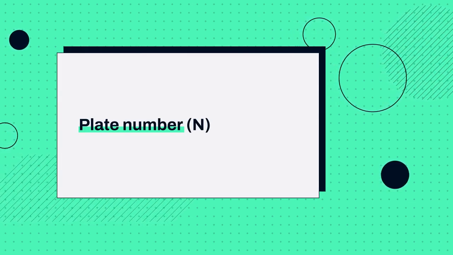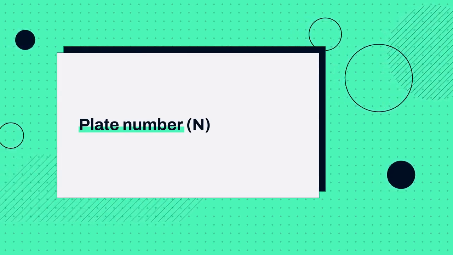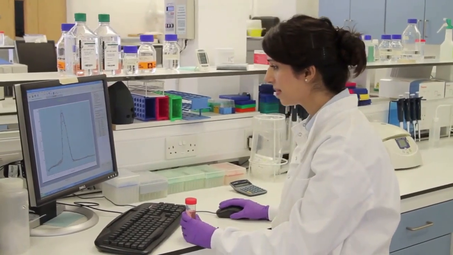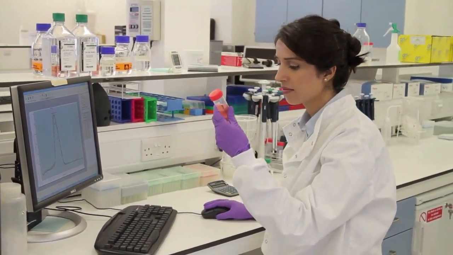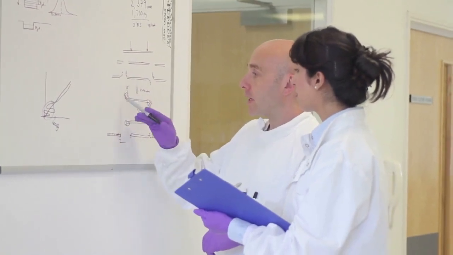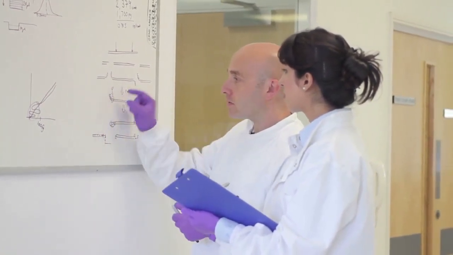First is the plate number, symbolized by n. This is the total number of theoretical plates in a column. A bigger n is always better. A high-performance column might have an n value in the tens of thousands.